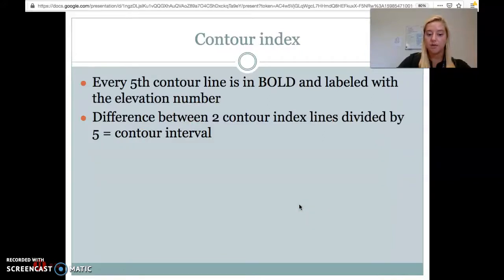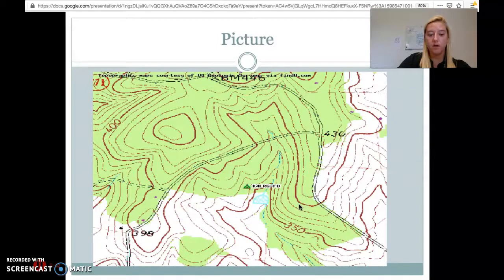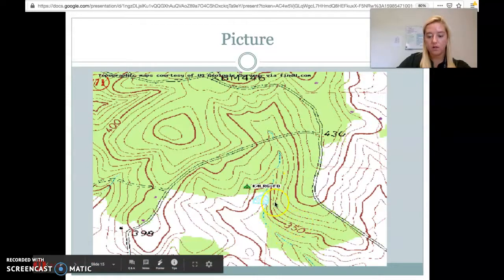Our contour index, every 5th contour line is bolded and labeled with the elevation number. The difference between the two contour index lines divided by 5 is our contour interval. So, for example, let's find a line. Here is 350 foot. This line right here represents an elevation of 350 foot.